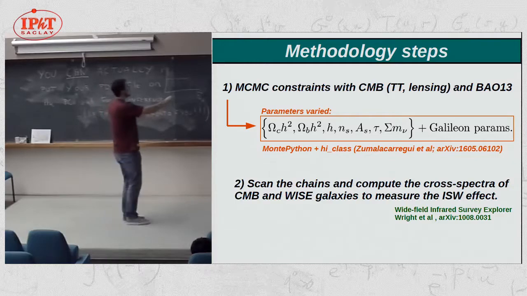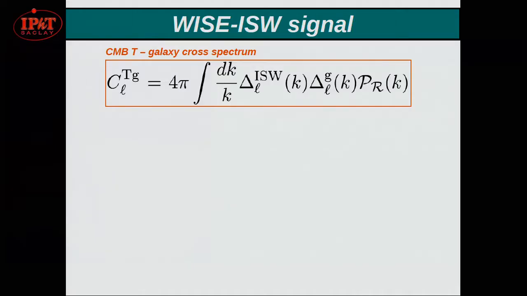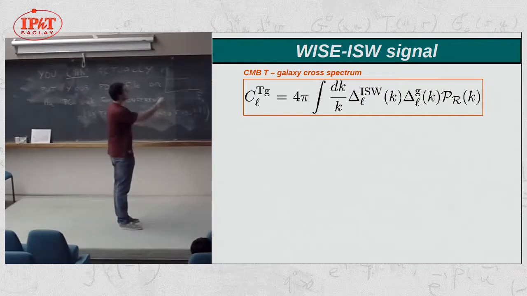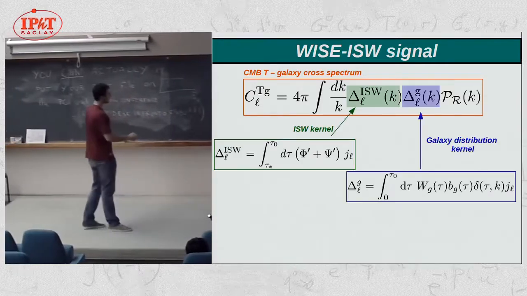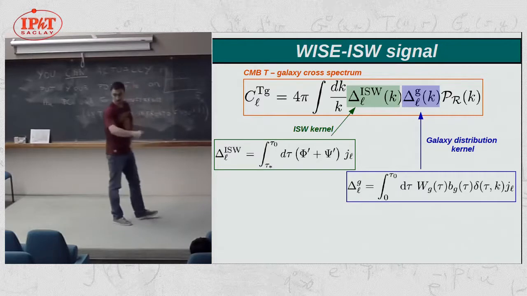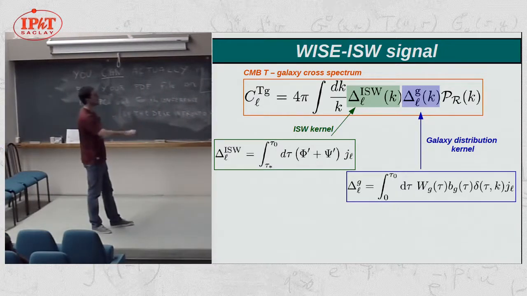Now I'm going to say a few words on exactly how we perform step 2 here. At the end of the day, our goal is to compute this quantity, the WISE ISW signal, which is just the cross-correlation of CMB temperature with galaxies in the WISE survey. It's given by this integral. There are 3 quantities here: the matter power spectrum, and these 2 kernels. The first one is the ISW kernel, given here in terms of time derivatives of the lensing potential, which is what characterizes the ISW effect. And the second is this galaxy distribution kernel.